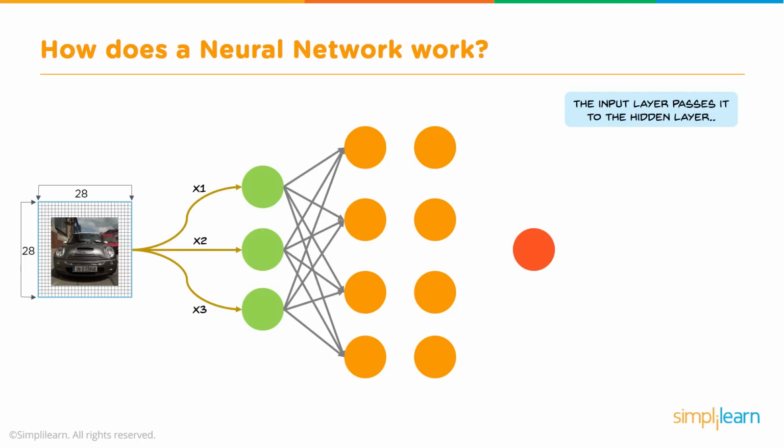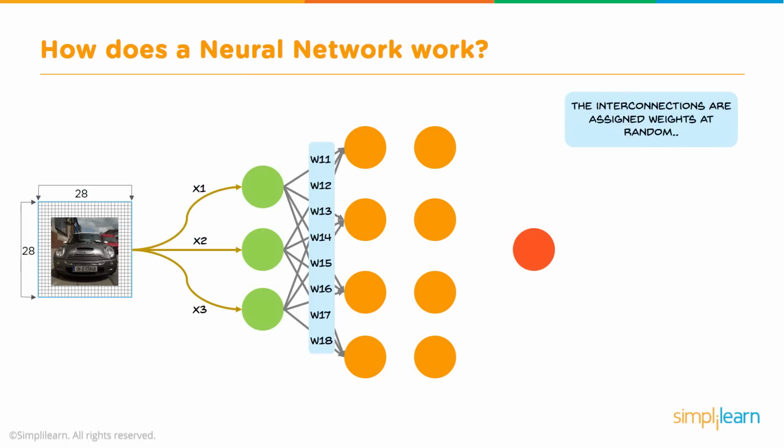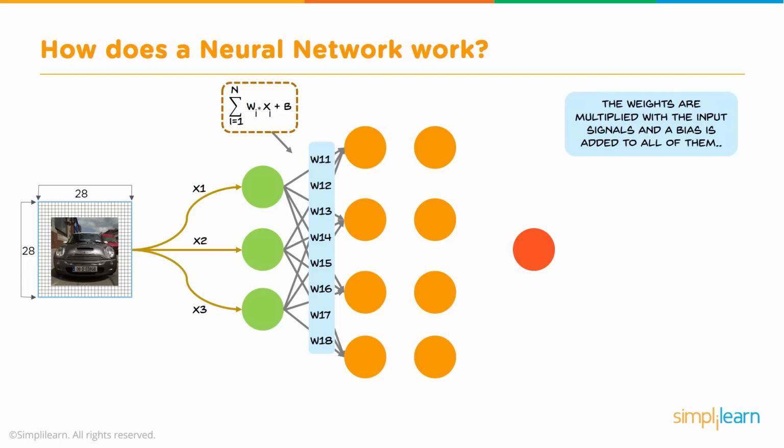And the input layer passes it to the hidden layer. And you can see here we now have 2 hidden layers in this image, in the orange, and each one of those pixels connects to each one of those hidden layers. And the interconnections are assigned weights at random. So they get these random weights that come through. If x1 lights up, then it's going to be x1 times this weight going into the hidden layer. And we sum those weights. The weights are multiplied with the input signal, and a bias is added to all of them.